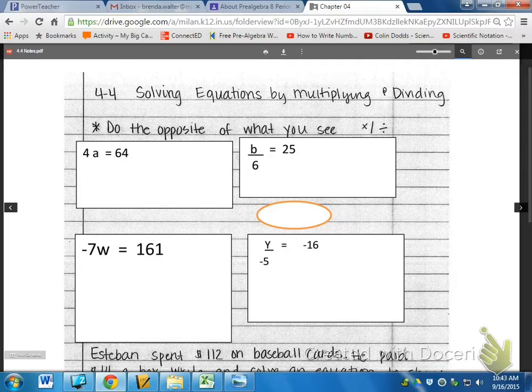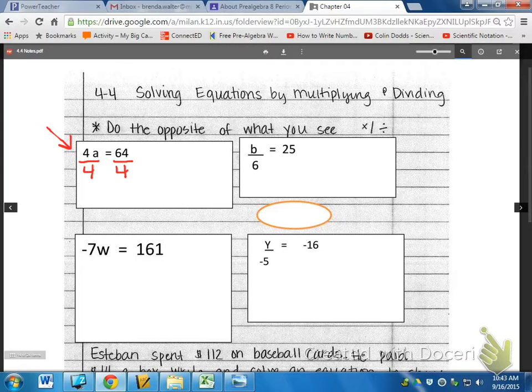So our very first example has 4a equals 64. So what I need to know is what 4a really means. When you see 4a, what operation is there, Rusty? 4 times a. So I see times, I got to do the opposite. And what is the opposite of that, Rusty? Divide. So what you're going to do for your work tonight is you're going to draw a line under each one of these. That's a division bar. And the number that we want to go away is 4.